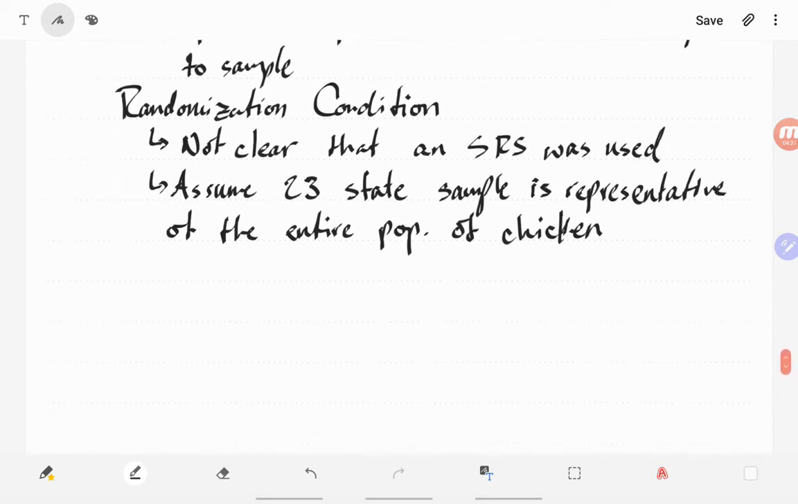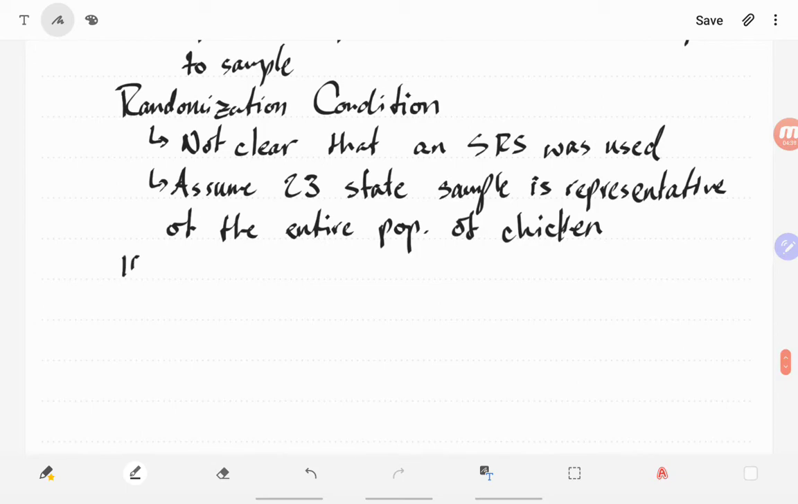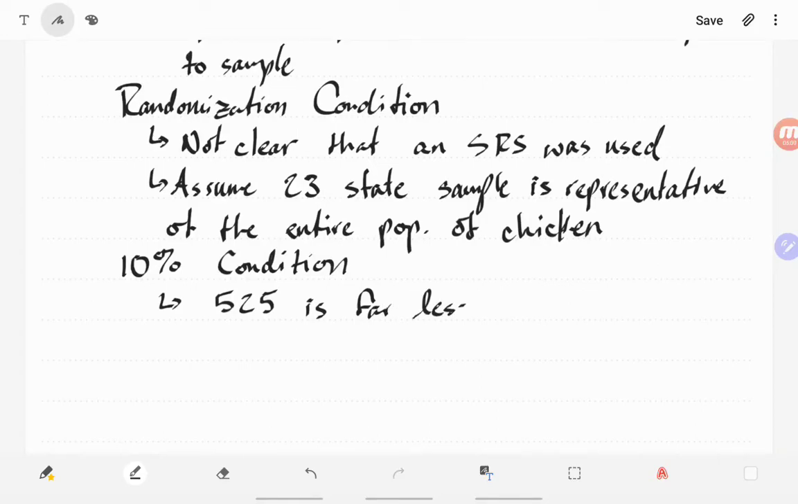All right, next thing that we need to check is our 10% condition, right? And this was a condition that we learned back in chapter 16, the 10% condition. That 10% condition just is asking us, hey, is the sample that we're using less than 10% of all broiler chickens? Well, yeah. So that's what we're going to say. We're going to say 525, because that's the number of samples we got, is far less than 10% of all broiler chickens.